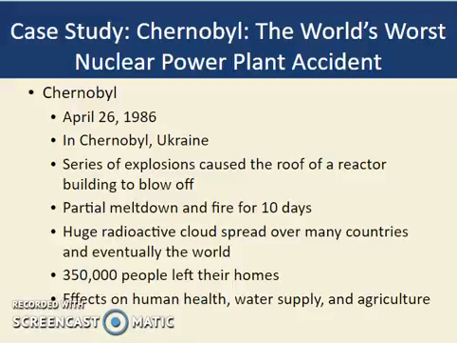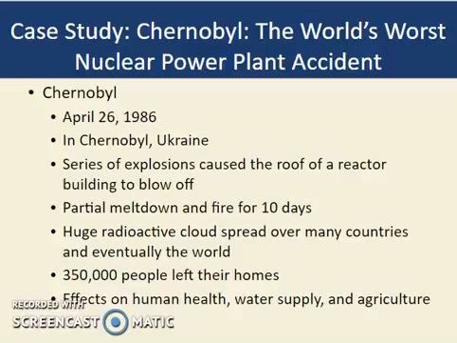So anytime you talk nuclear, you have to talk about Chernobyl. April 26, 1986, in Chernobyl, Ukraine, there was a meltdown. A series of explosions caused the roof of the reactor building to blow off. Not good. Partial meltdown and fire for 10 days. 350,000 people in the city of Pripyat had to evacuate. A whole city had to evacuate. Crazy. A huge radioactive cloud spread over many countries and eventually the world.